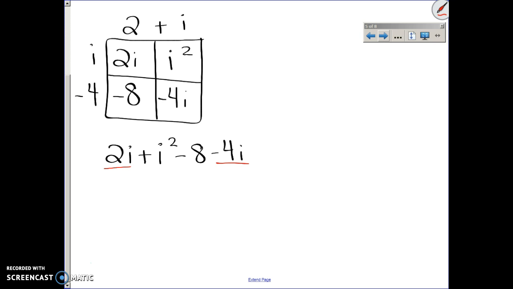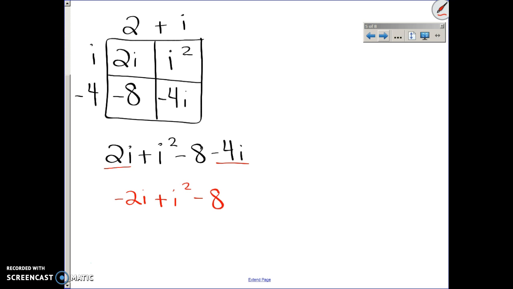Okay, so 2i and negative 4i. I'm adding like terms, so I'm not going to change the exponent. Do not make this i squared. You only treat it like an x. If it was 2x minus 4x, it would be negative 2x. Therefore, it's negative 2i. It's not i squared. You only do that when you're multiplying. I'm not multiplying anymore. Okay, and then I have plus i squared minus 8.